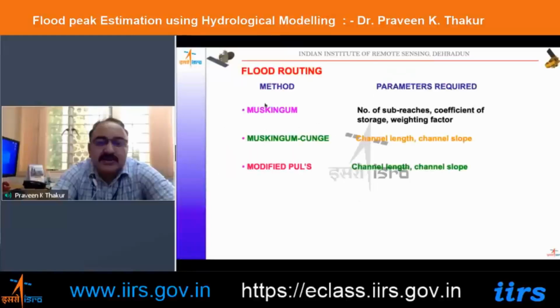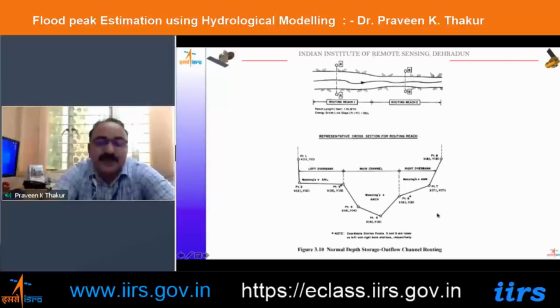So for the flood routing, again, we have the Muskingum-Cunge method and the modified Puls method. If you have the observation data, then you can use the Muskingum and modified Puls methods. If you do not have it, then generally we prefer the Muskingum-Cunge method, where you can provide the channel length, channel slope, and Manning's roughness coefficient.